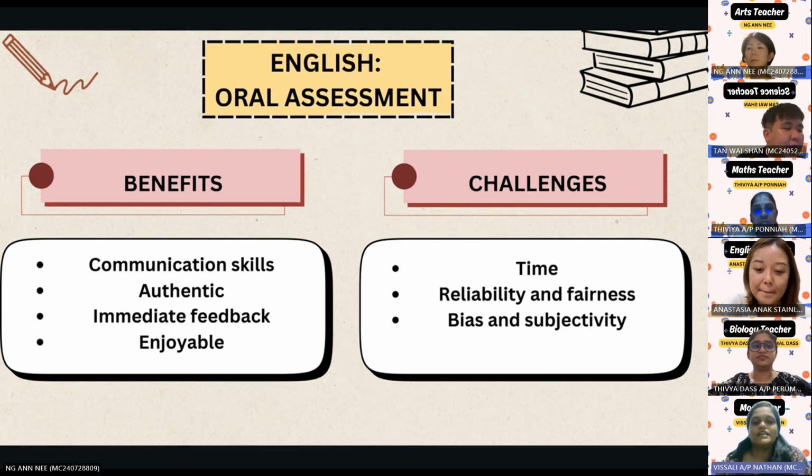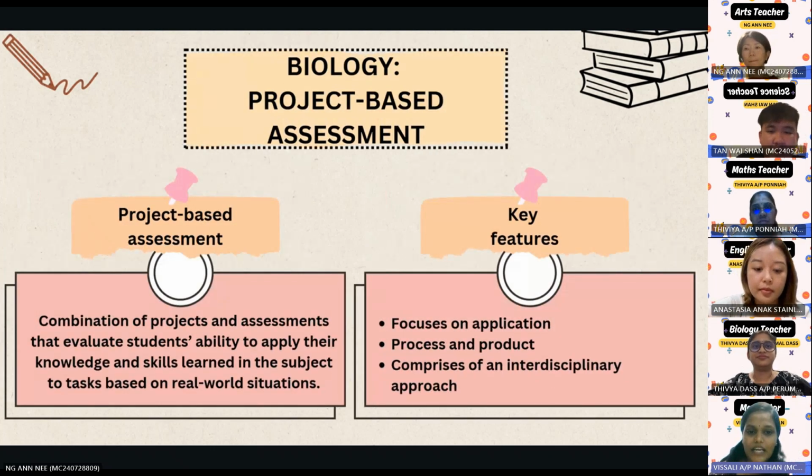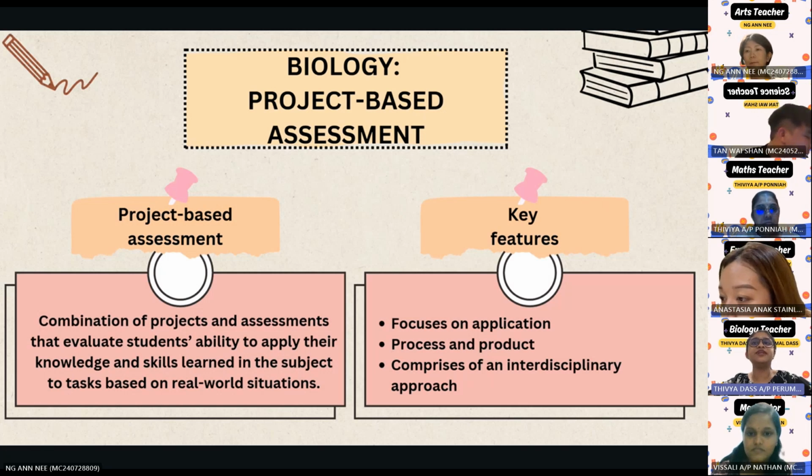Thank you, Miss Anastasia. Okay, next we move to Miss Divya as a biology teacher. Which method do you prefer implementing in your classroom to assess students? Okay, thank you, Ms. Visali, for the question. I prefer implementing the project-based assessment (PBA) in my classroom.